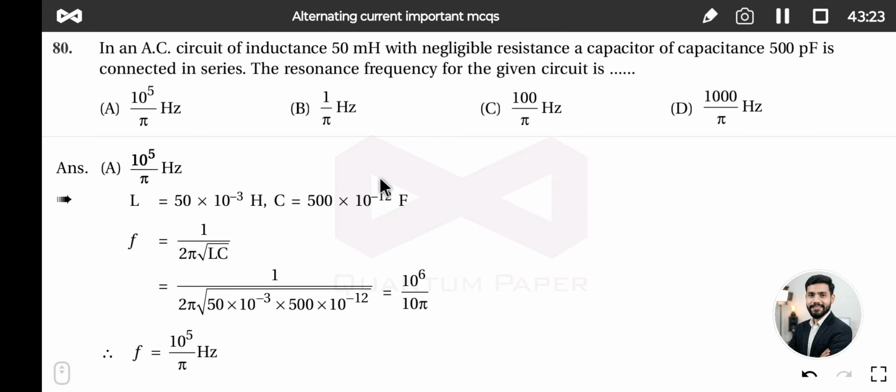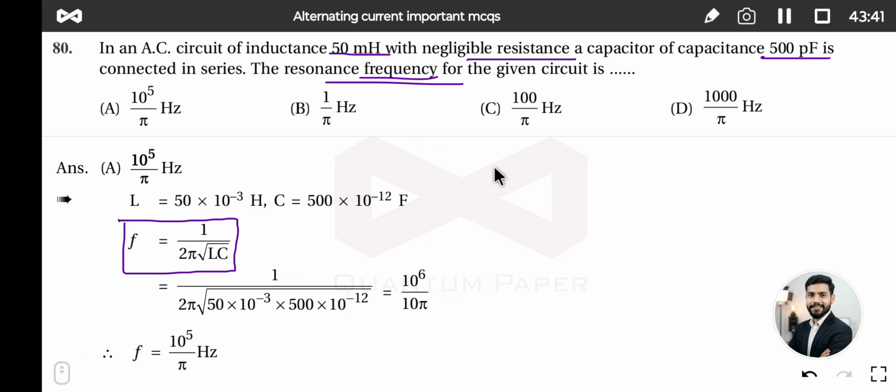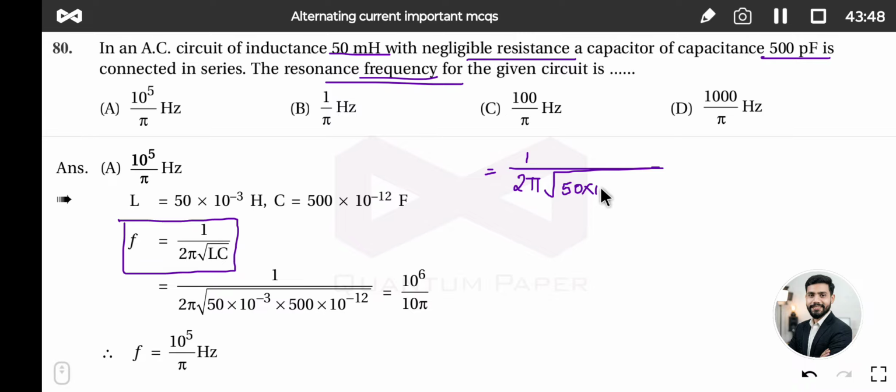In an AC circuit, inductance 50 millihenry with negligible resistance, a capacitor is given, 500 picofarad. The resonance frequency of the given circuit is, okay, resonance frequency F we have to find out. So we have the formula F is equal to 1 upon 2 pi root LC. So if we substitute the values, 1 upon 2 pi square root of L is given 50 milli, so 50 into 10 raised to minus 3, into C is given 500, pico means 10 raised to minus 12. So let's solve the power first.